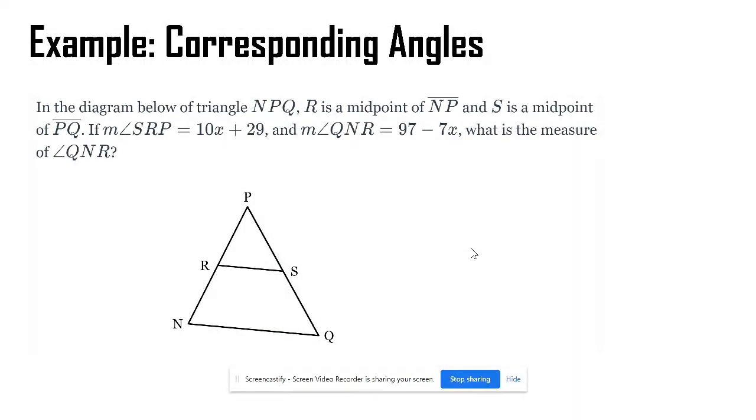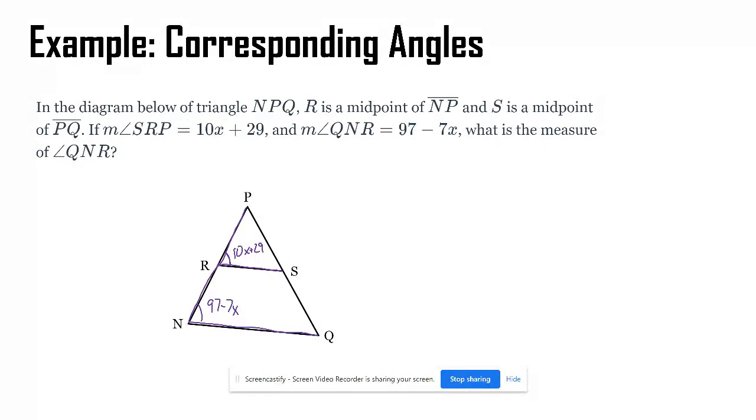So here, it tells us that R and S are midpoints. So that means segment RS, this is a mid-segment. And it mentions 2 angles. It says SRP. So SRP, if you trace your angle from S to R and up to P, we're talking about this angle right here. And it says that is 10x plus 29. And then the other angle it talks about is QNR. So trace that from Q to N and then go up to R. It creates this angle right here. And it says that is 97 minus 7x.